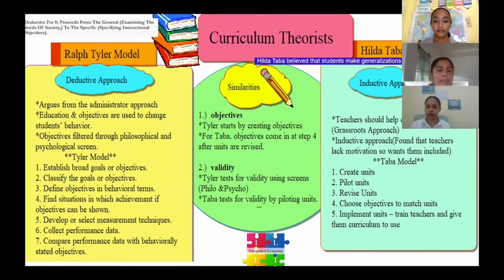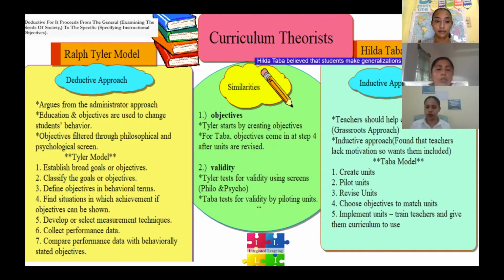She basically was centered on creating units, working from units first. So step number 1 is where you create these units. Step 2, you pilot these units. What do we mean by piloting? Piloting means you test these units in the classroom. Then you revise these units. Whatever did not work, make some changes. So as we can see, this is where evaluation happens for Taba.